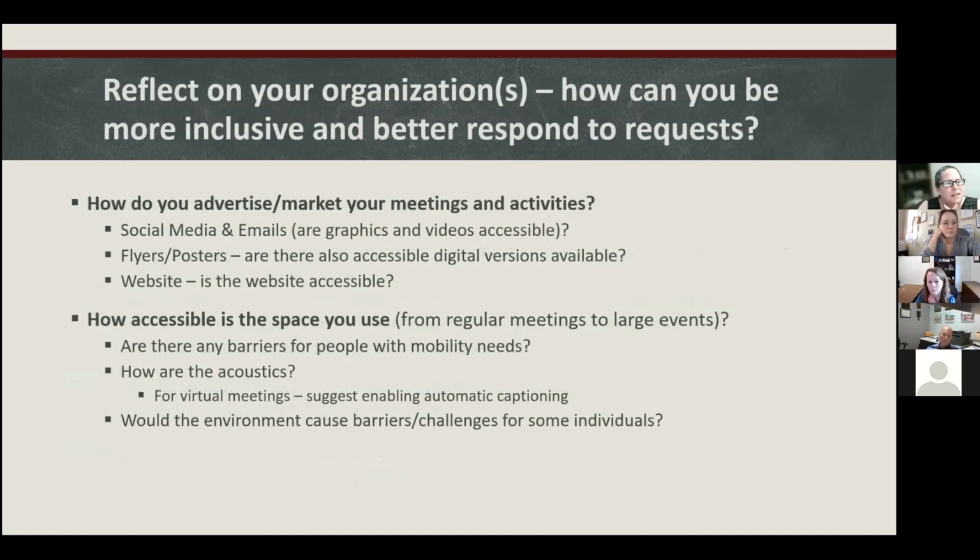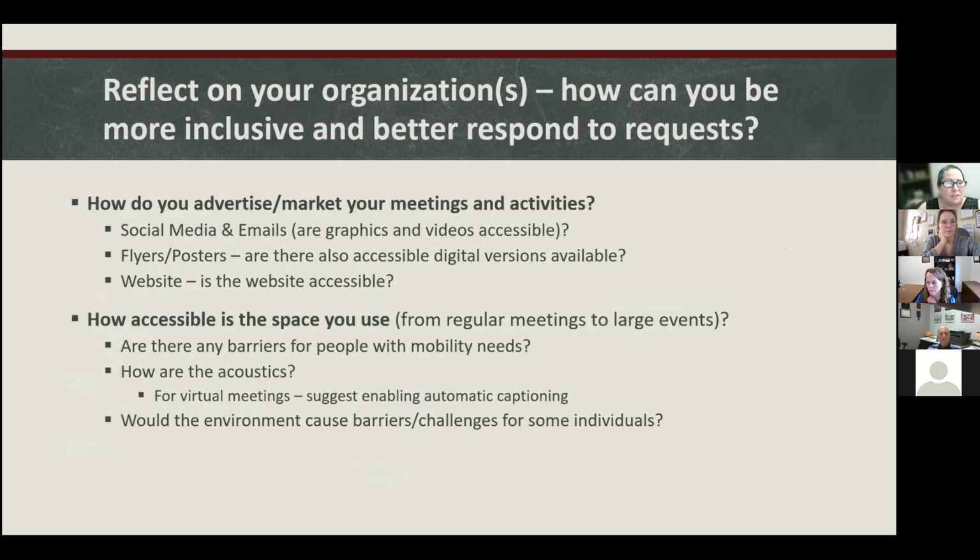So I want you to take a little time and reflect on your organizations. Think about how you could be more inclusive and better respond to the requests that you may get. So think, how do you currently advertise? Is it social media and email? Or do you have graphics, and are they accessible? Are your videos captioned?